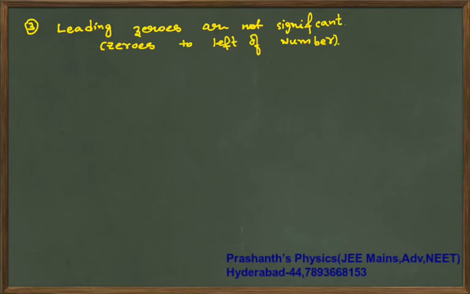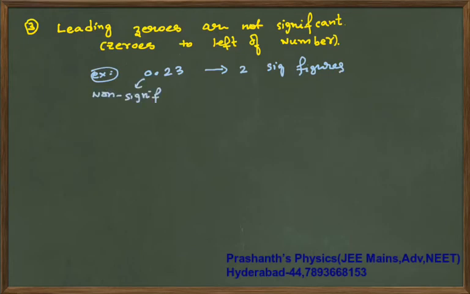As an example, leading zeros: if I have 0.23, you only have two significant figures. This 0 is non-significant. Non-significant means it is not so important. You don't need to write this; you can directly write 0.23. If you write it also, indirectly it is referring to 0.23. So you can simply write it as 0.23, because it is not significant. So leading zeros are not significant.